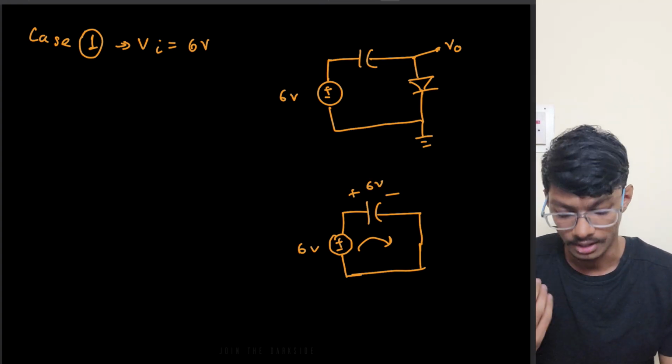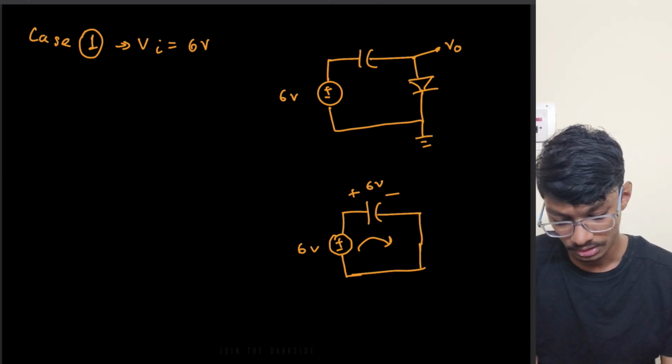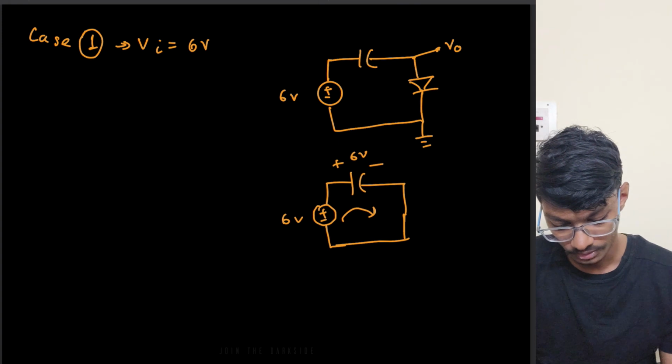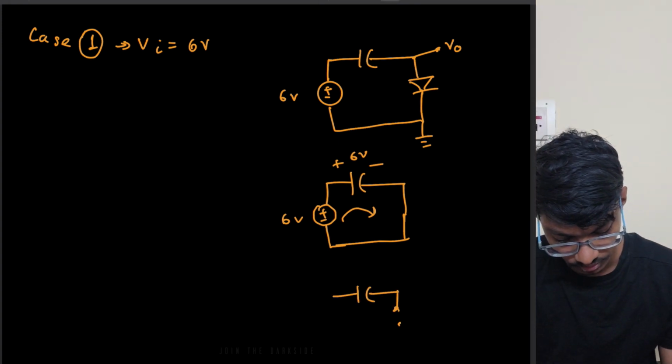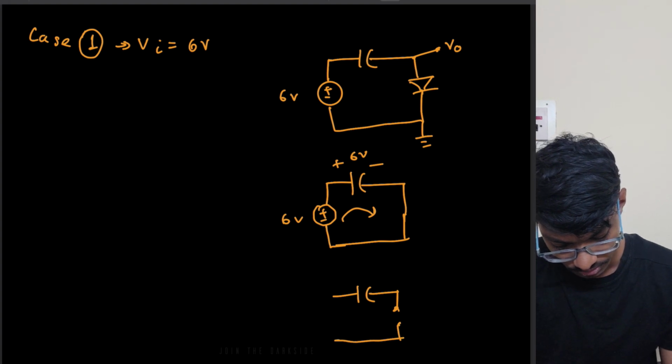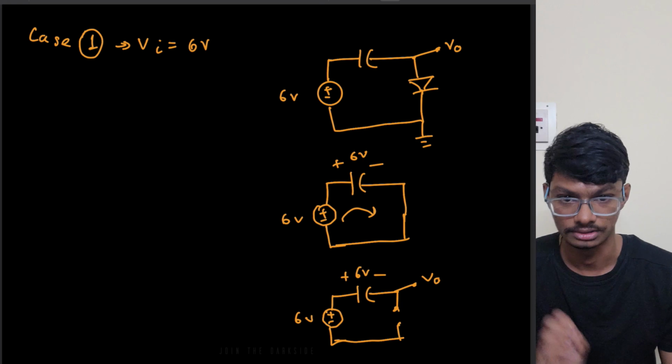So what will happen after that? After that the capacitor will reach steady state, so the current through the capacitor becomes 0, hence the diode again turns off as the current is 0 in the circuit. So it turns off. Okay, but it is charged to 6 volts.